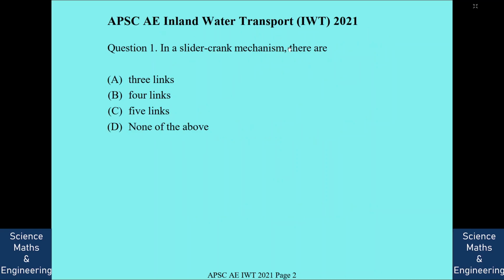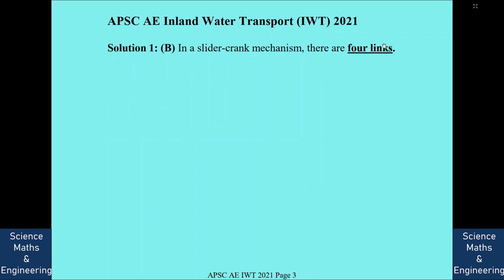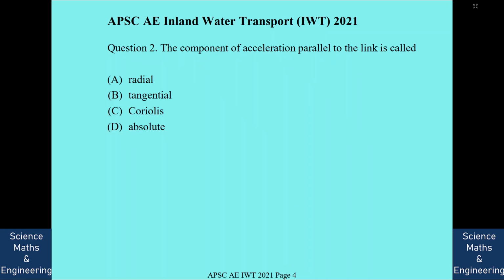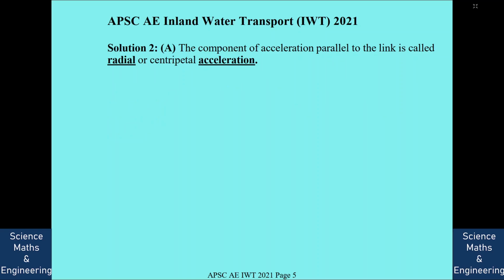In a slider crank mechanism, there are A. 3 links, B. 4 links, C. 5 links or D. None of the above. So the answer is it has 4 links. So next question. The component of acceleration parallel to the link is called radial, tangential, coriolis or absolute. So the answer is it is called radial or centripetal acceleration.